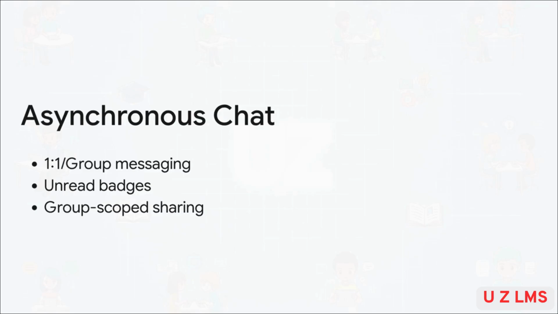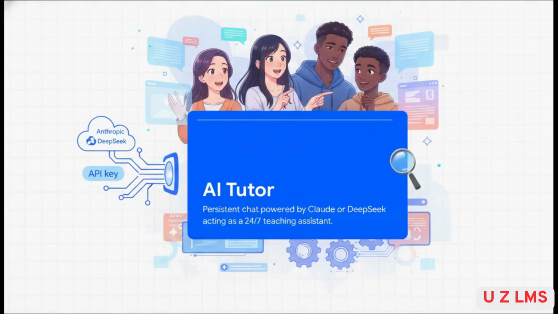Now here is the absolute cutting edge of the Z LMS, the AI Tutor. Administrators can literally just plug in an API key from providers like Anthropic's Claude or DeepSeek, and instantly, boom, every single user gets a persistent, personalized chat window. It acts as a 24/7 automated teaching assistant directly embedded right there in the learning environment. I mean, just think about how many hours this saves you and your instructors in answering those basic, repetitive curriculum questions. It's huge. Next up is Section 4, Management and Analytics.